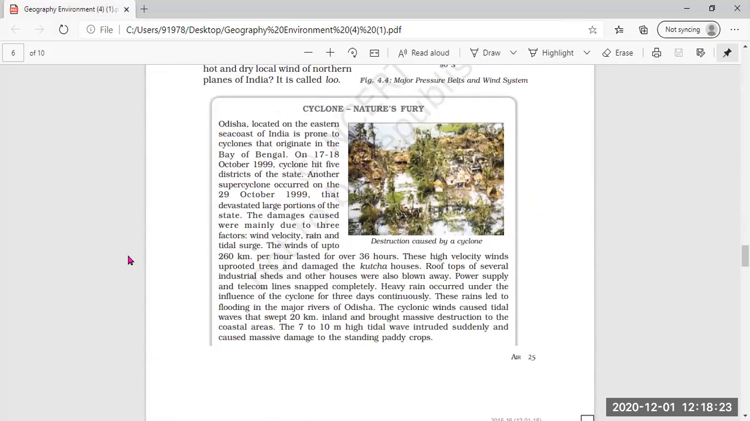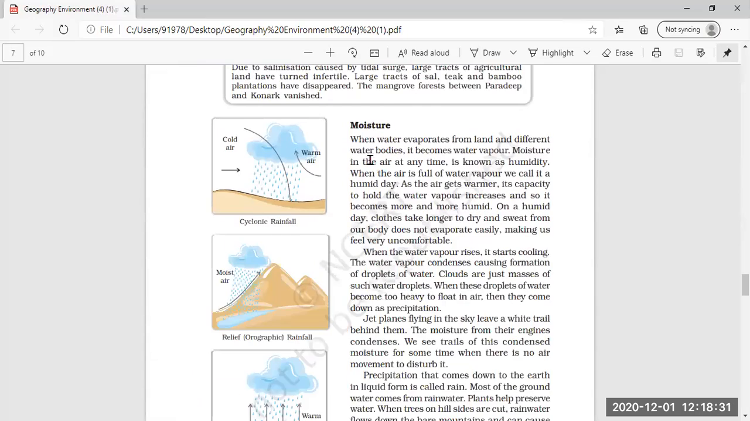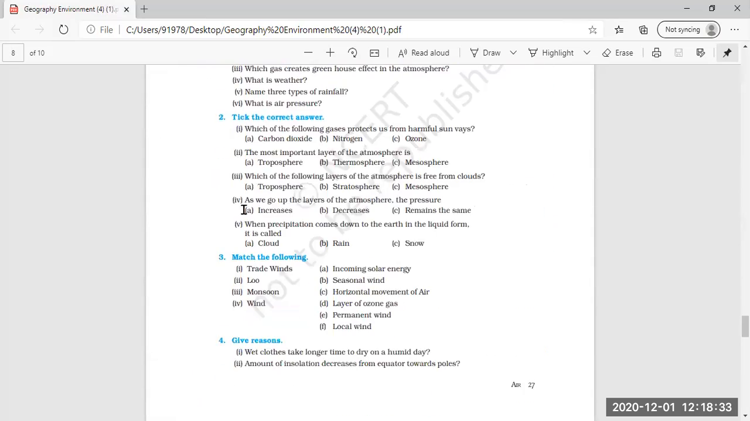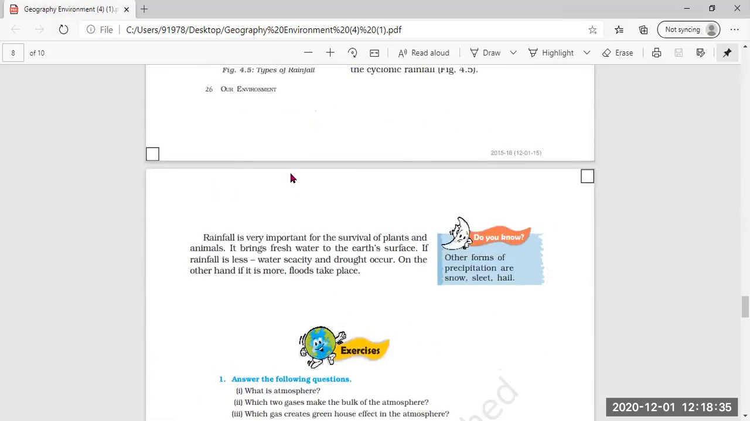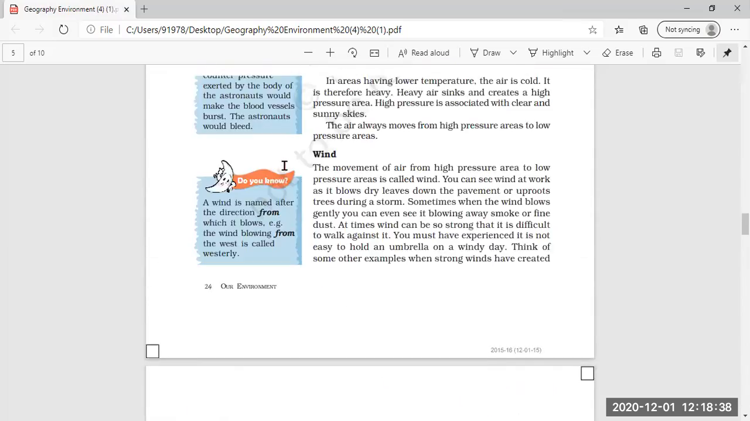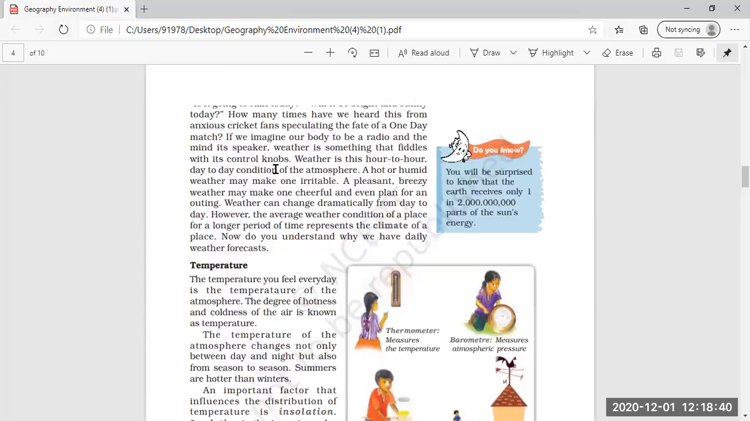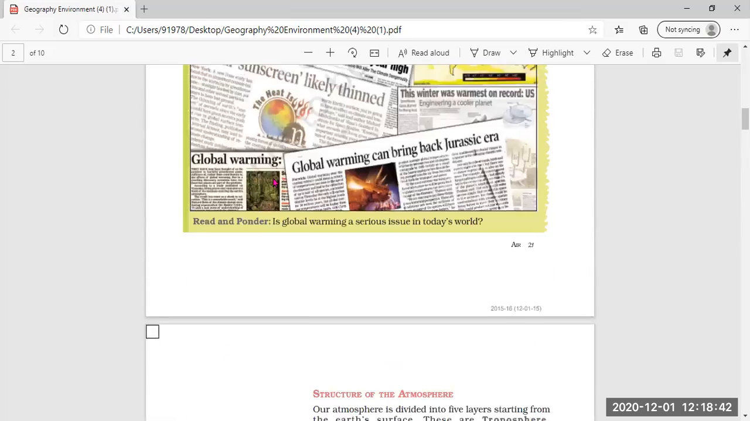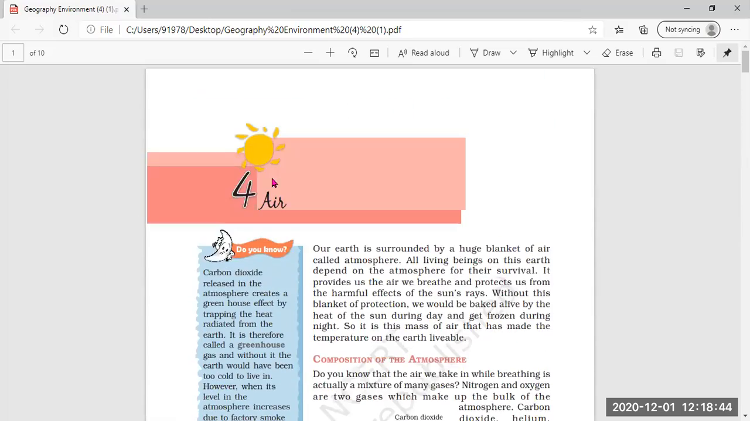And in the previous lesson, as we have read about earthquake, in this lesson you will know more about cyclone. Then moisture also, and thus we will come to an end. So first, now we will begin with the topic, that is air, the introduction of this lesson.